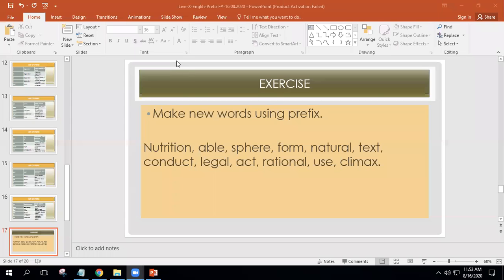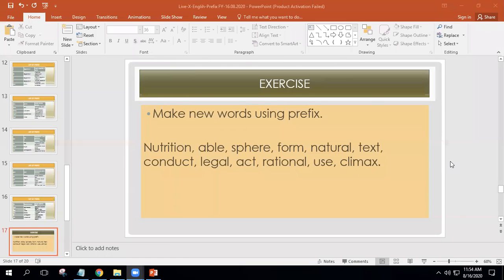Are you full? Okay. Some words are left.